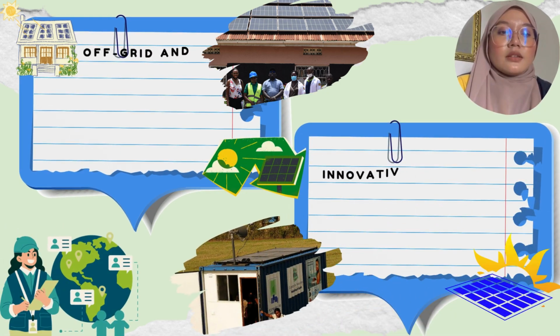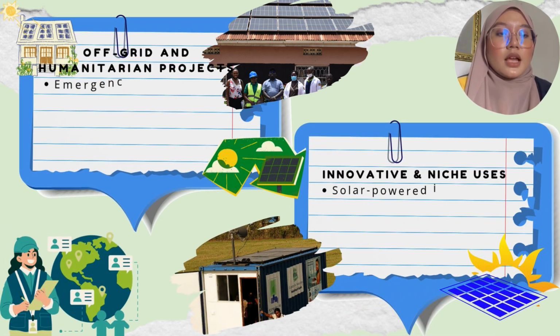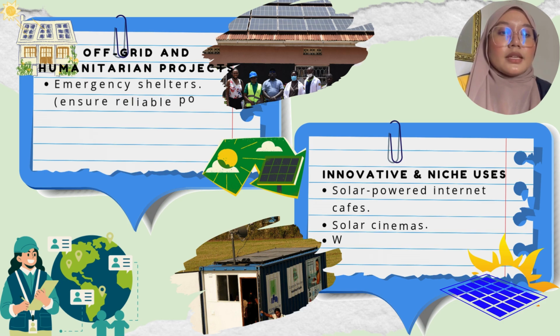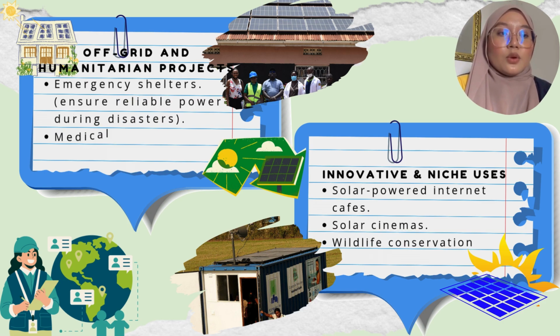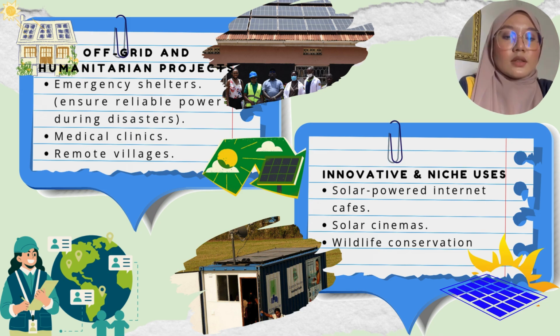Example number 3 is off-grid and humanitarian projects. Off-grid solar systems in places like Kenya provide electricity to homes previously without power, improving living standards and economic opportunities. In the Philippines, solar-powered emergency shelters ensure reliable power during disasters, enhancing resilience and emergency response. Solar panels power clinics in Uganda, ensuring reliable electricity for medical equipment and improving healthcare delivery.